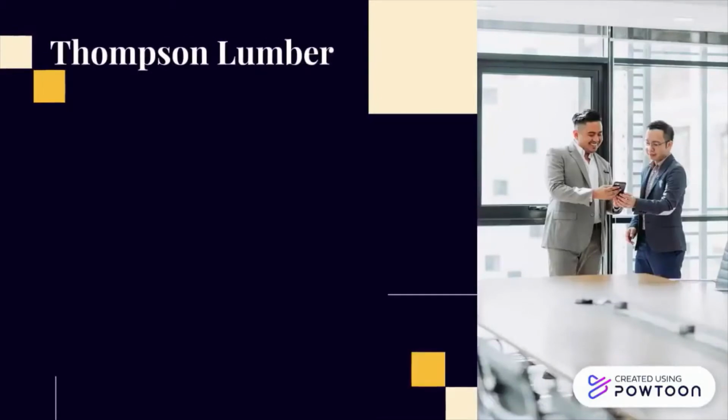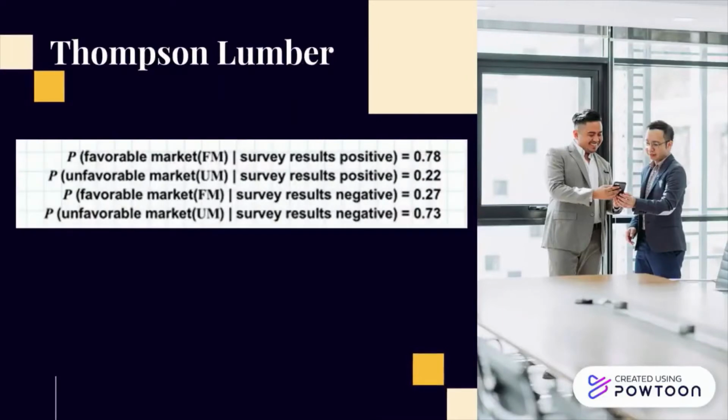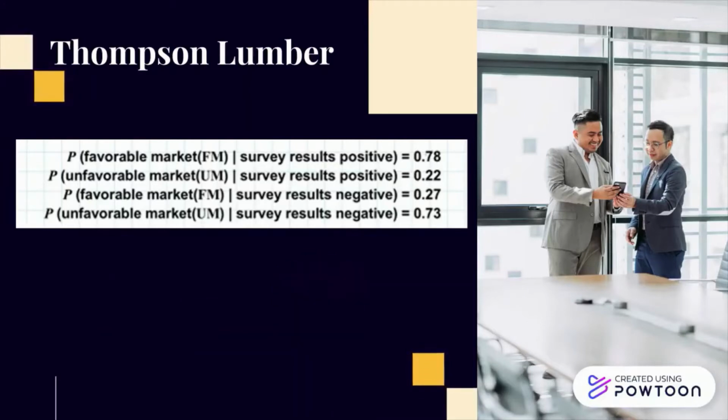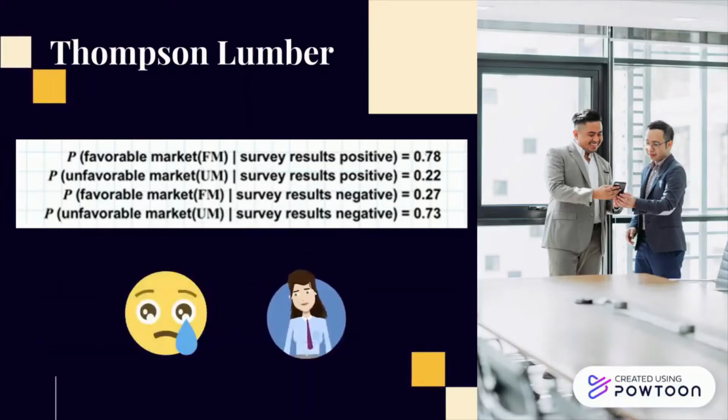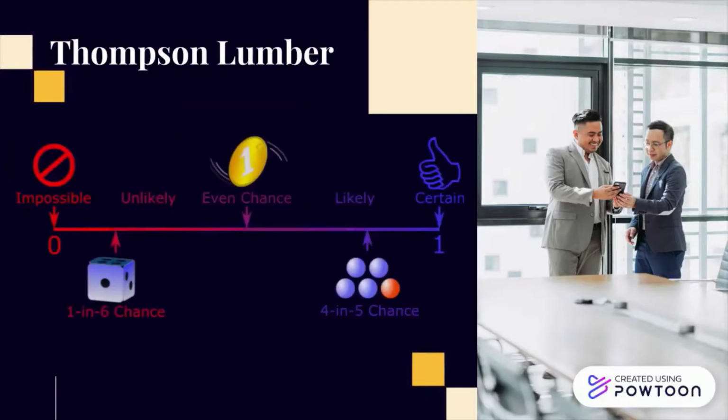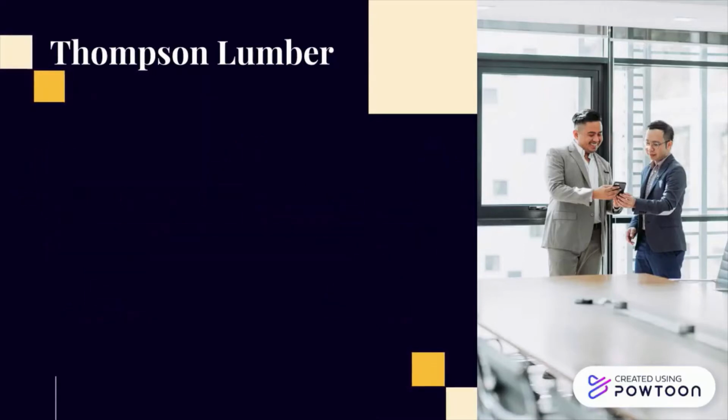In the Thompson lumber case, we use these four conditional probabilities: the favorable market and the unfavorable market where survey results are positive, and the favorable market and the unfavorable market where the survey results are negative. But how were these calculated, and what are the prior probabilities of these markets? But before we do that, let us first understand the background of the Thompson lumber case.